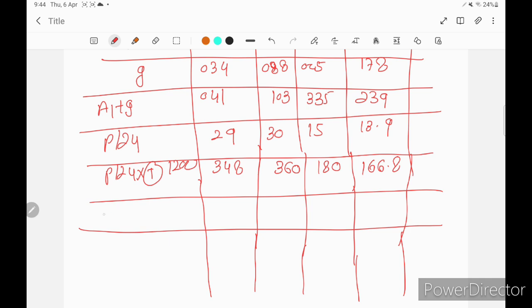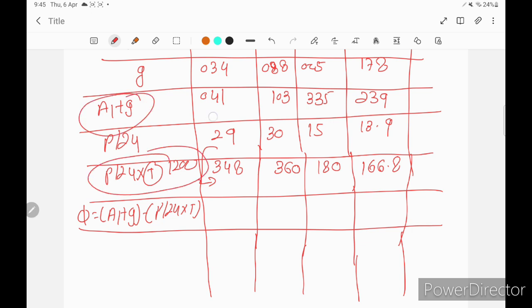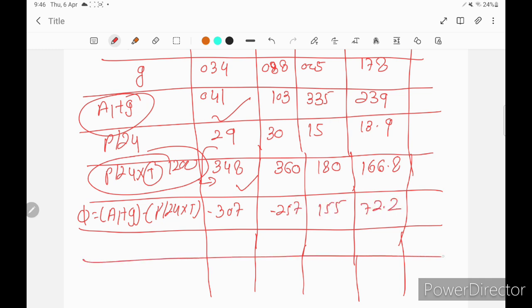Now theta is equal to A1 plus G minus P divided by 24 into T. So I have to subtract these two values: the A1 plus G value is this and the P divided by 24 table is this. So I will get minus 307, minus 257, 155, 72.2. Now I will get the H value.